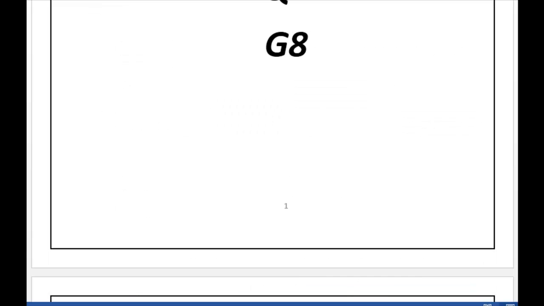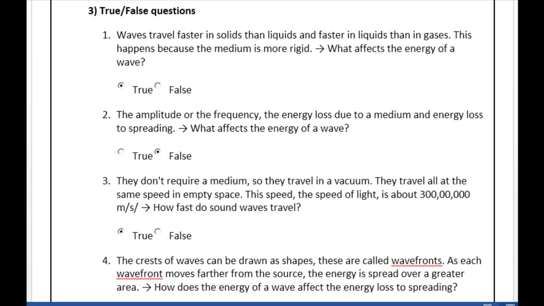Okay, true and false. Number 1, waves travel faster in solids than liquids and faster in liquids than in gases. This happens because the medium is more rigid. Does this describe what affects the energy of the wave? True or false? So the answer will be true.